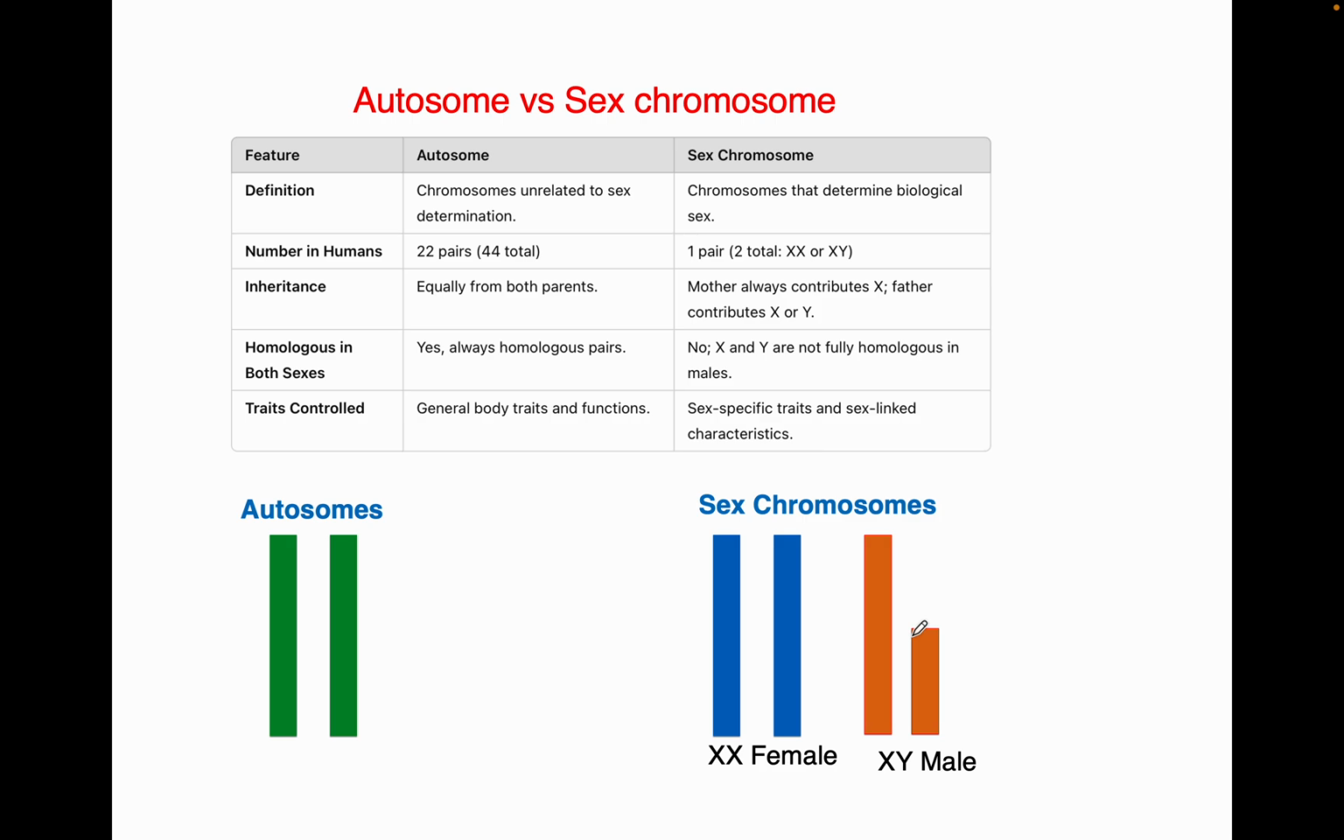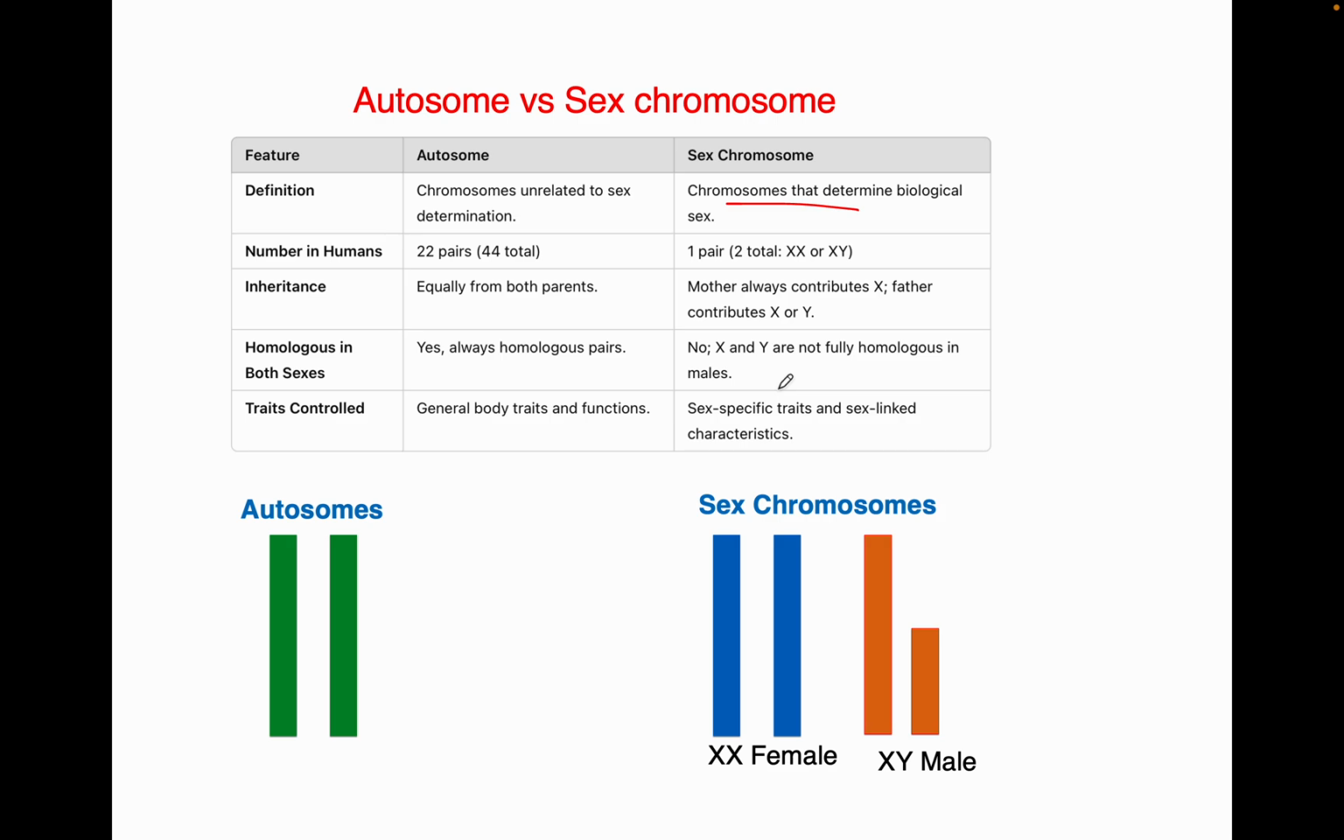Autosomes versus sex chromosomes. Autosomes are chromosomes unrelated to sex determination, while sex chromosomes are chromosomes that determine biological sex. In terms of their numbers in humans, there are 22 pairs of autosomes and one pair of sex chromosomes. In terms of their inheritance pattern, autosomes are inherited equally from both parents, while for sex chromosomes, the mother always contributes X and the father contributes X or Y. Homologous in both sexes? Yes, the autosomes are always homologous pairs, and the sex chromosomes, no.